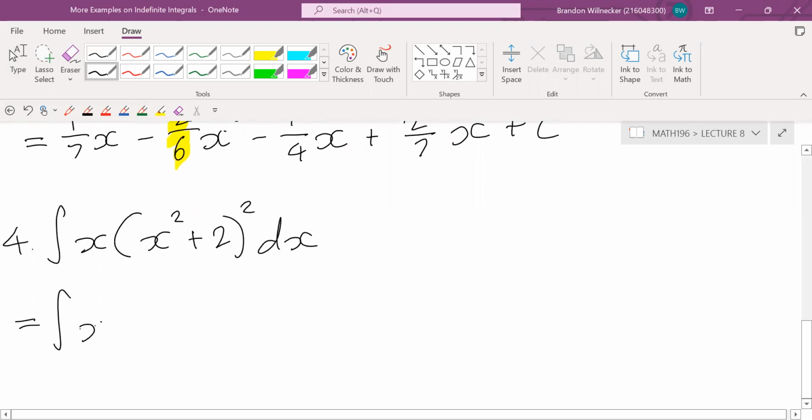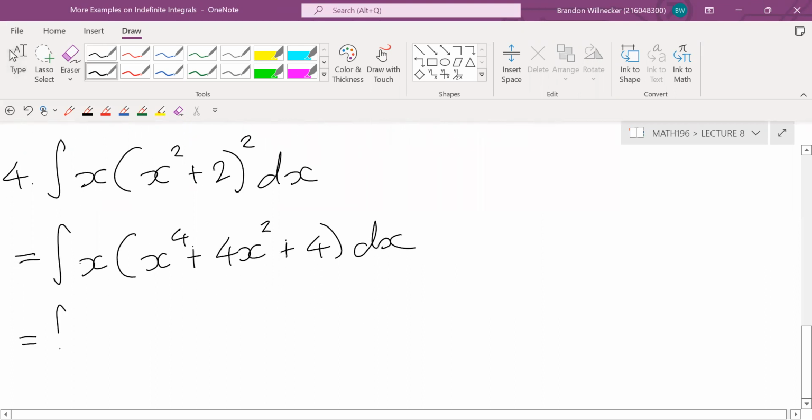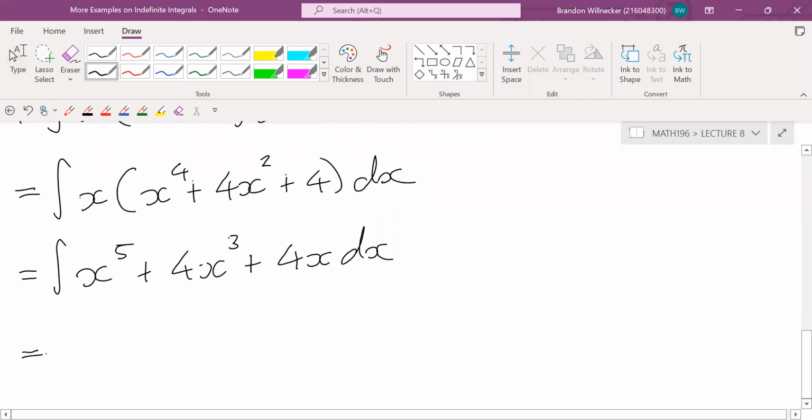Okay, so let's just expand this out. So we're going to get x to the 4 plus 4x squared plus 4, and then we need to multiply the x throughout. So we're going to get the integral of x to the 5 plus 4x cubed plus 4x dx. And now we can apply the antiderivative rules. For the first one, we add 1 to the exponent to get 6, and we divide. So we get 1/6 x to the 6 plus x to the 4 plus 2x squared, and don't forget the plus c.